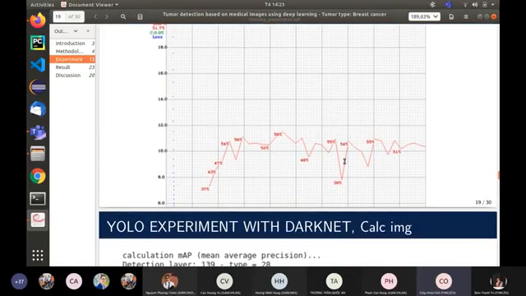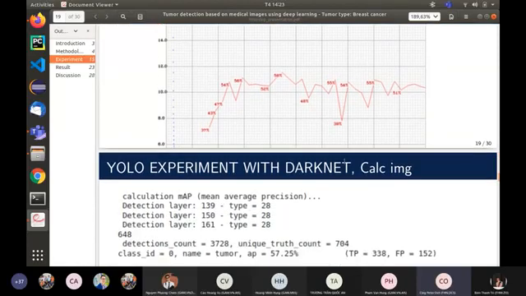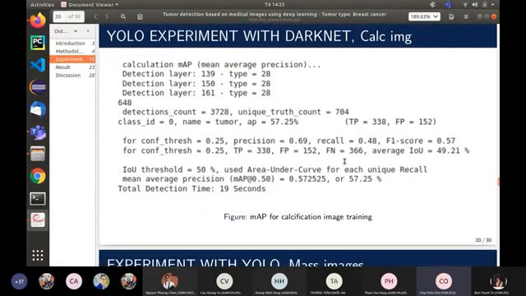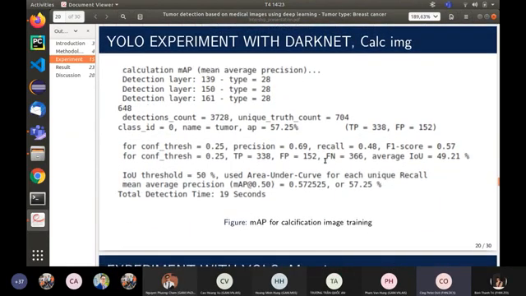It's higher compared to Faster RCNN, but still it was not good. So here you can see everything clearly. With YOLO, when I train only classification images, I had an accuracy of 57%. So now I have more true positives. It's 152 over 330, 38, and false positives is 152. So I have more true positives. So this was good. And then I tried to understand something.